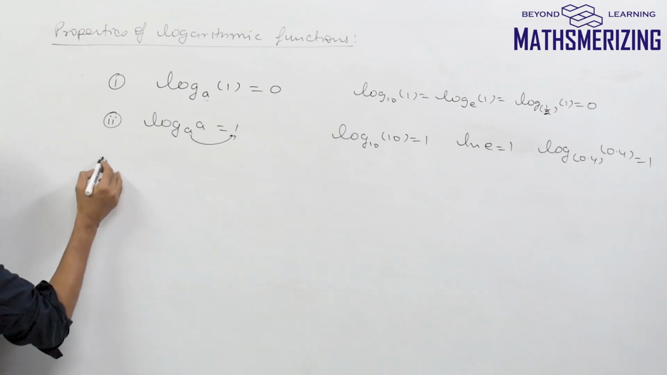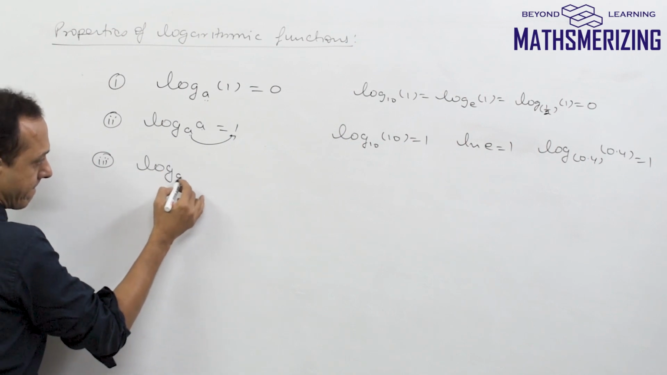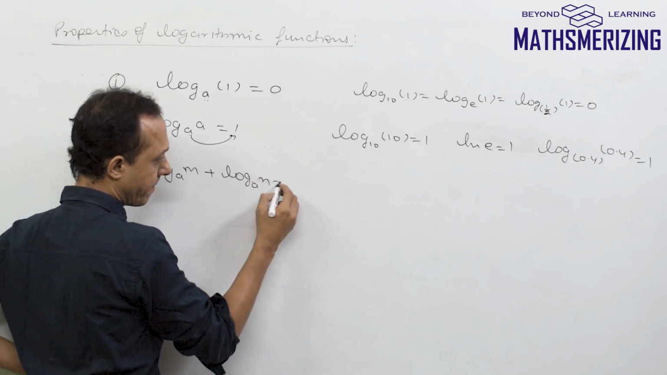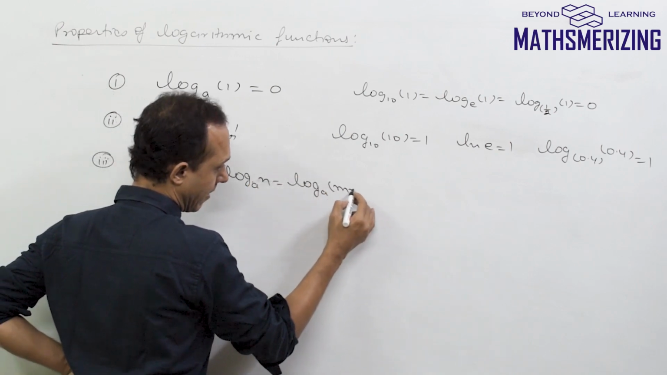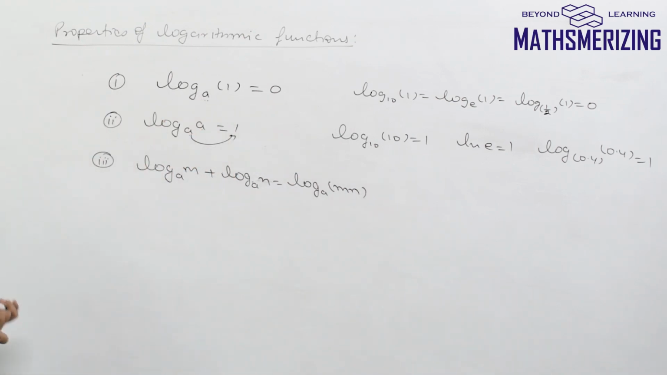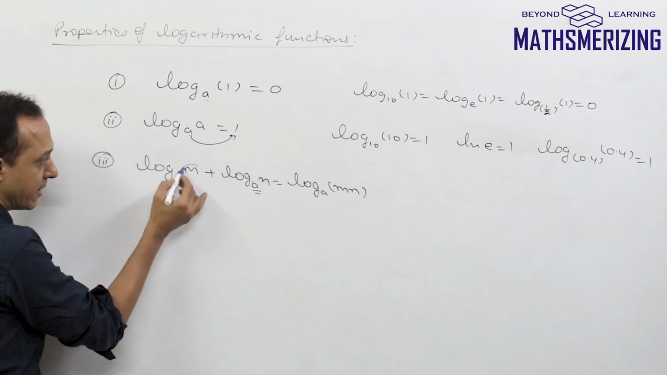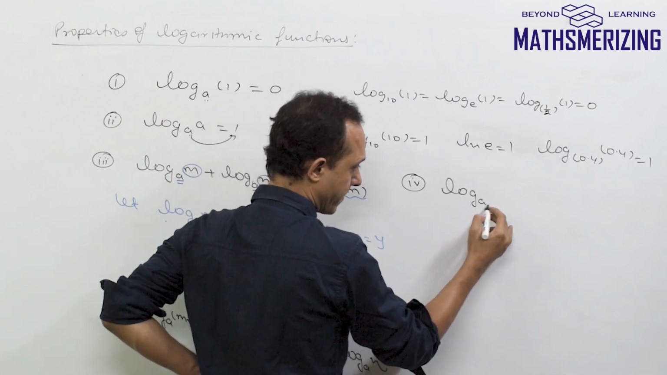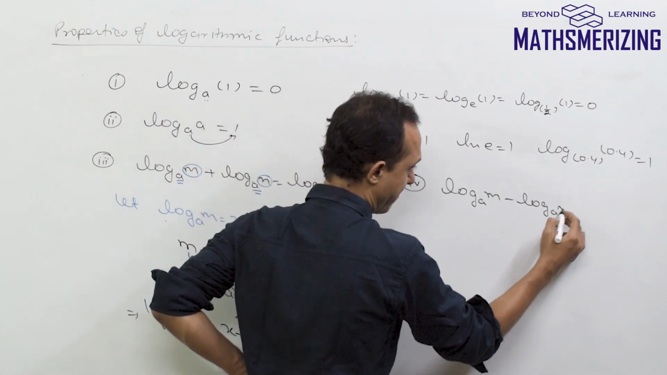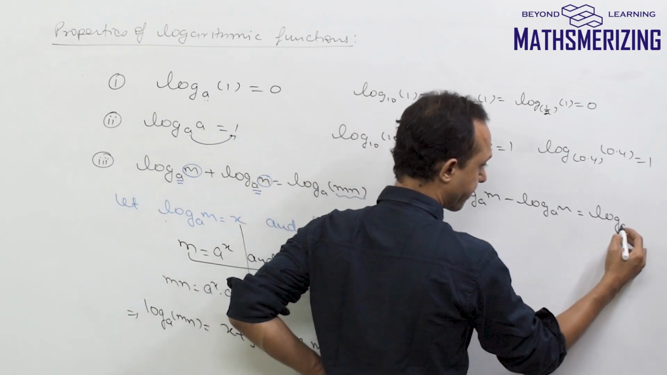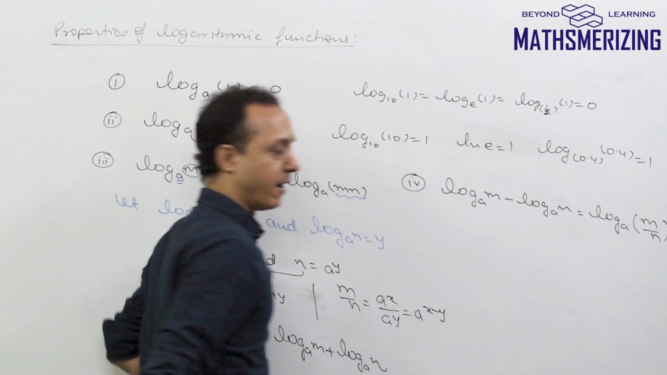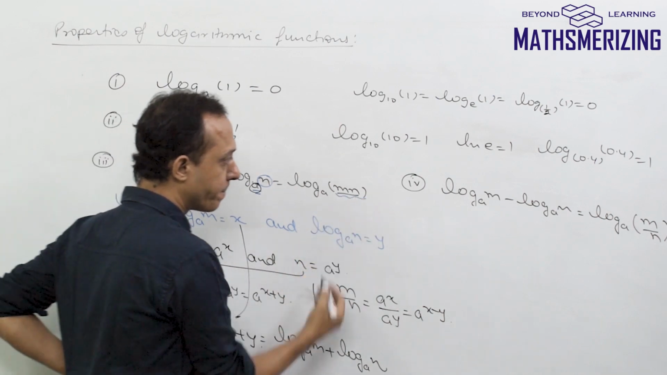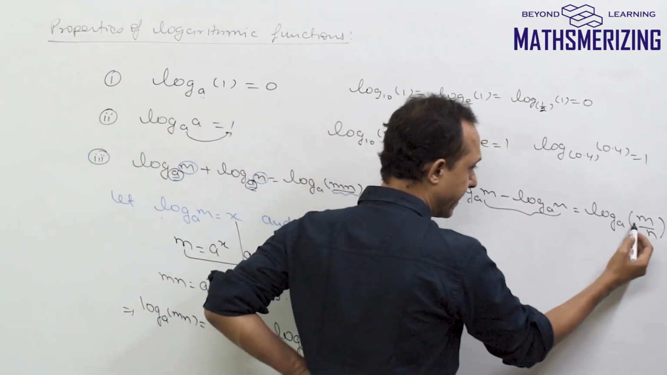Now the third property is log m plus log n is equal to log m into n. If we have the same base a, then simply log m plus log n is log of m into n. And log m minus log n will be simply log m by n. So if we have logs on the same base a and we add them, it will be m into n, and if we subtract them, it will be m by n.